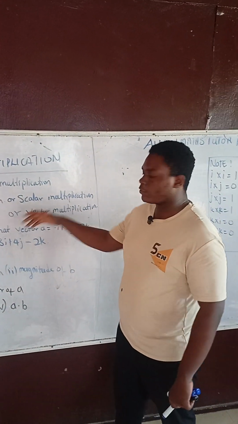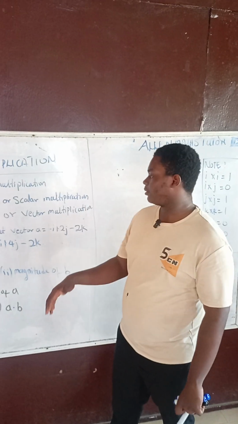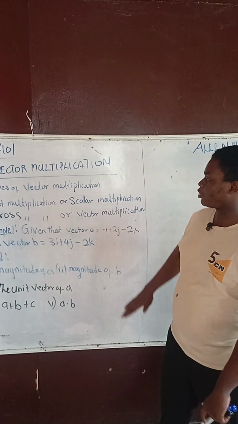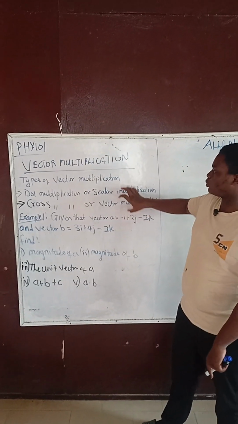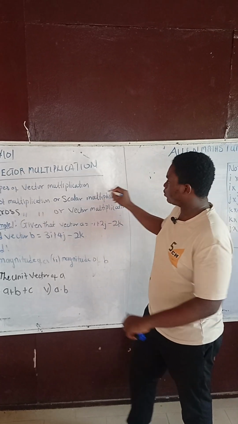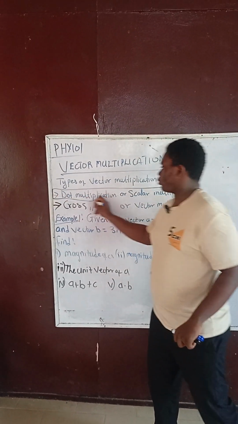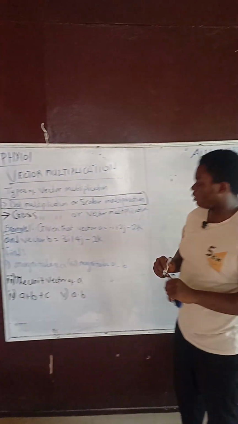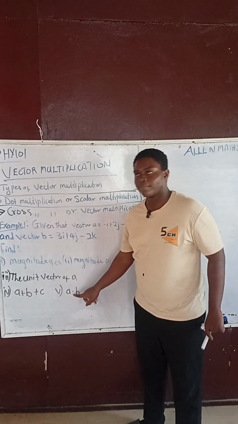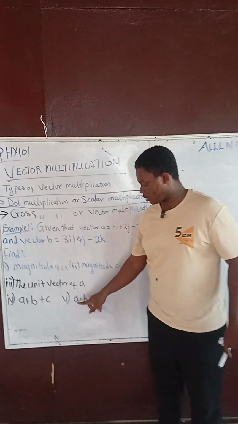So we'll be solving some things over here now. And when we're solving, you'll be able to understand how these two things work. But for today, I'll only be teaching you this one. Dot or scalar. Look at the sign. This is dot. A dot B.